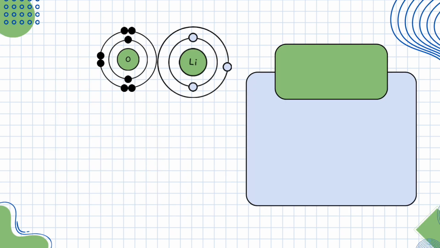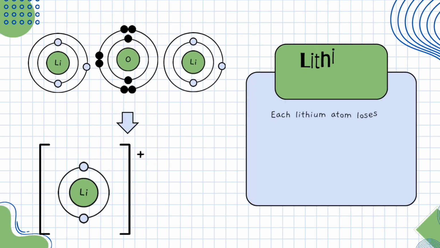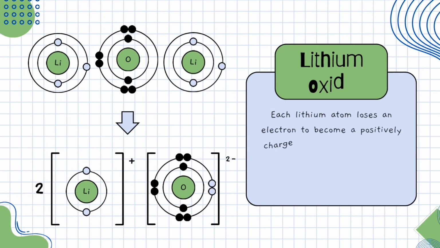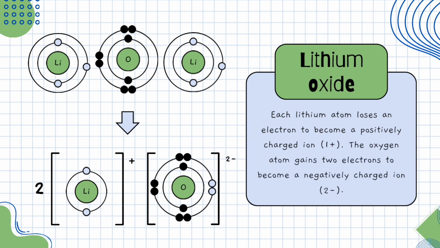Now we will learn about the next compound, that is lithium oxide. Each lithium atom loses an electron to become a positively charged ion. The oxygen atom gains 2 electrons to become a negatively charged ion, 2-.